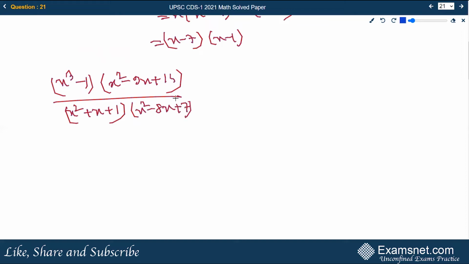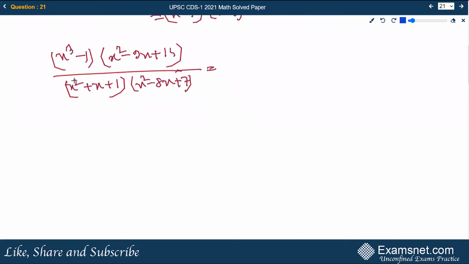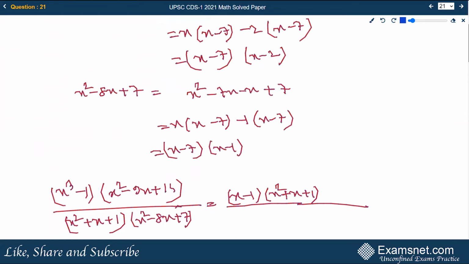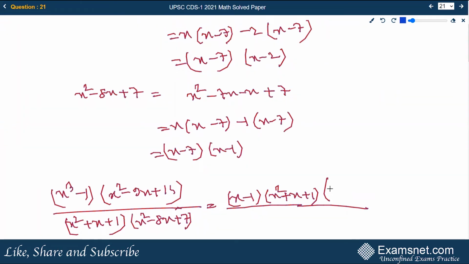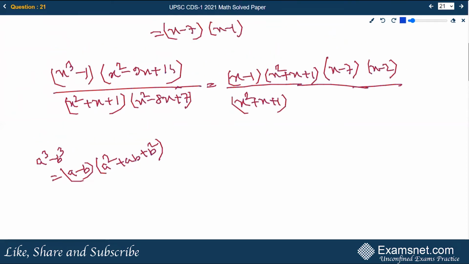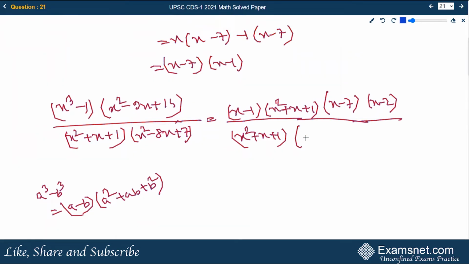Here x cube minus 1 is in the form of a cube minus b cube. What is the formula? That is (a minus b)(a square plus ab plus b square). Let me write in this formula: (x minus 1)(x square plus x plus 1). For x square minus 9x plus 14, the factors are (x minus 7)(x minus 2). Next, x square plus x plus 1 we already have, and the factors of x square minus 8x plus 7 are (x minus 7)(x minus 1).